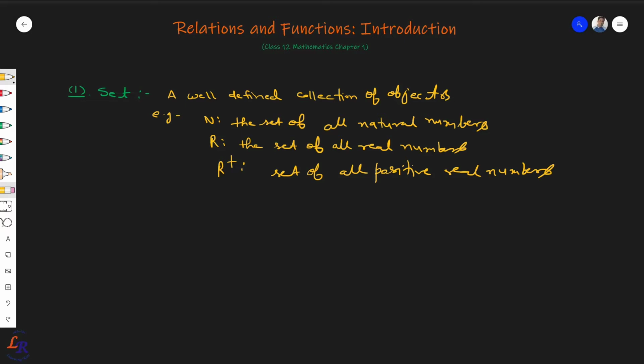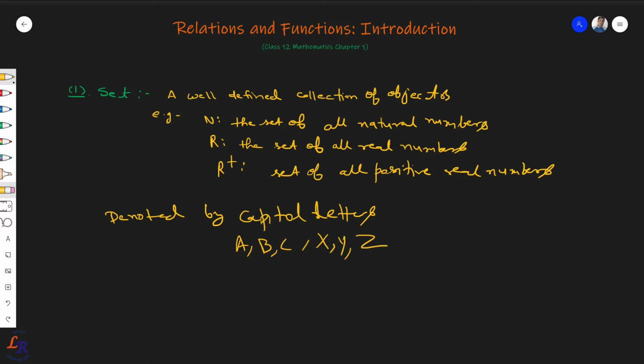So elements, objects, members are all synonymous terms used in terms of a set. Generally, a set is denoted by capital letters like A, B, C, X, Y, Z, and the set elements are denoted with small letters like x, y, z, p, q, etc.